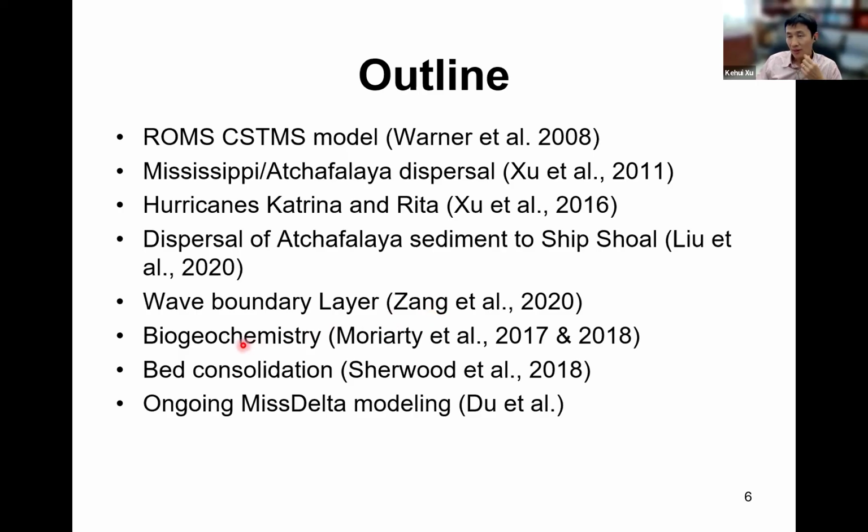And then I will talk about the biogeochemical modeling effort led by Julia Moriarty. Together we published two papers in 2017 and 2018. Toward the end of my talk, I will introduce Chris Sherwood's bed consolidation model and some ongoing Mississippi Delta modeling effort in my group. Okay, so that's the outline. I know it's lots of information, but I will guide you through those papers one by one.